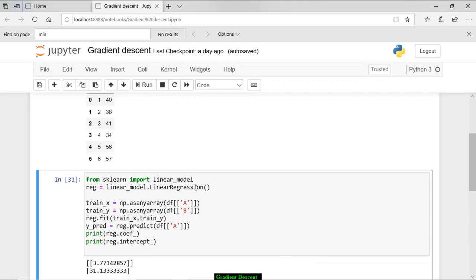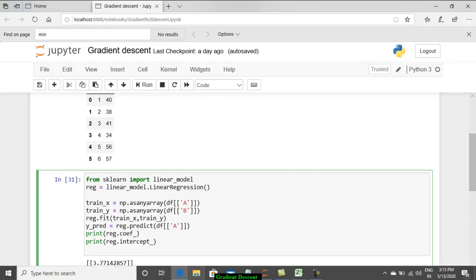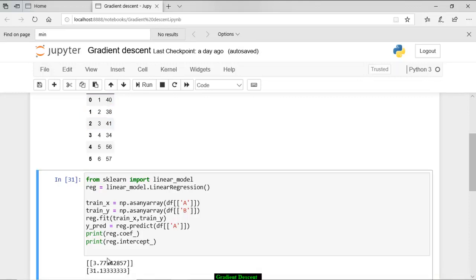What I did is I imported the package and created an object for linear regression. So I'm trying to fit a line for the values. What is train_x? It is nothing but the first attribute, from 1 to 6. And train_y is nothing but the dependent attribute, whose values range from 40, 38 and so on, six values. When I print the coefficient, I understand that the value of m, the slope, is 3.77 and the intercept is calculated to be 31.13 using least squares.